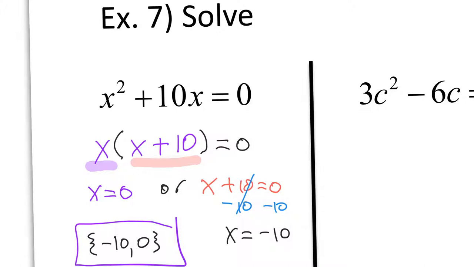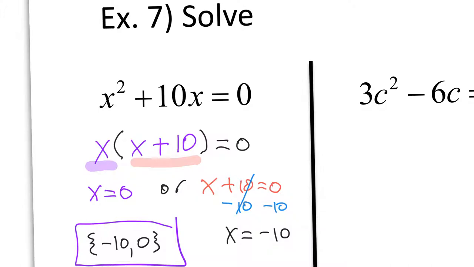Now, what does it mean, guys, when you guys have those two answers? If you substitute one number at a time, if you put here negative 10 squared plus 10 times negative 10, that's going to equal 0. It's going to make a true statement. And you guys can try it. Negative 10 squared, that's positive 100, plus positive 10 times negative 10 is negative 100.